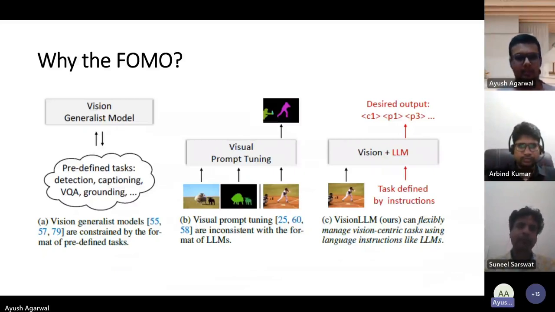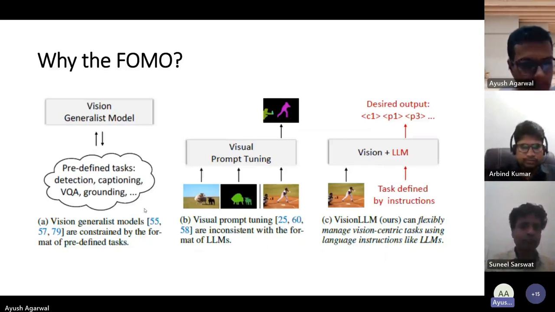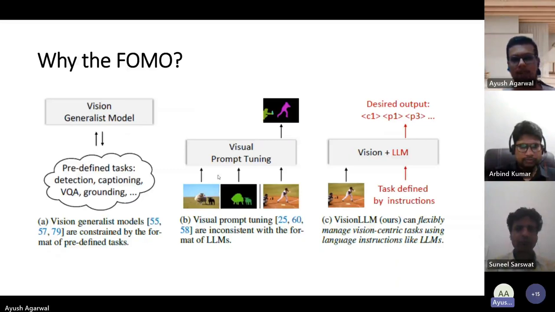But in Vision, we don't see a lot of these kind of things happening, that we give a text prompt and we can get whatever we want. So that is why essentially. In the existing approaches, there can be a Vision generalist model which can have predefined tasks such as object detection, captioning, visual question answering, grounding. We'll see all of these in some time. These models can do all of these tasks, but their format of input and output has to be pretty much fixed. You cannot give it natural language instructions.